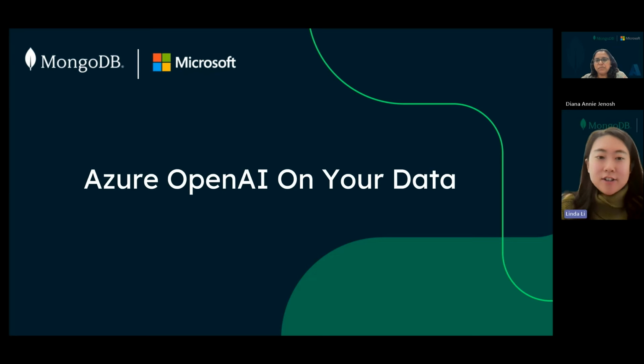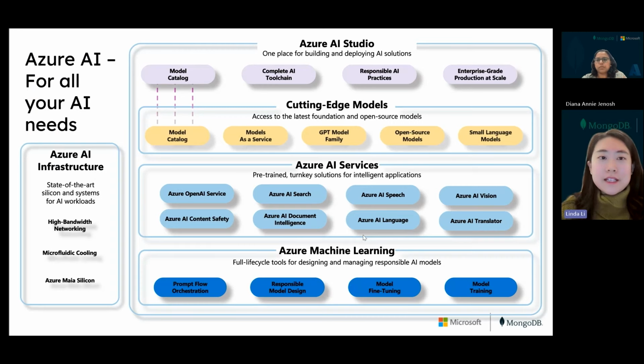Okay, so I'll start the presentation about Azure OpenAI on your data and then have a demo about the integration between Azure OpenAI on your data and MongoDB Atlas. To start with, I want to share a bit more about Azure AI. Azure AI is the platform for all of your AI needs, including 4 big pillars: Azure AI Studio, cutting-edge models, Azure AI Services, and Azure Machine Learning.